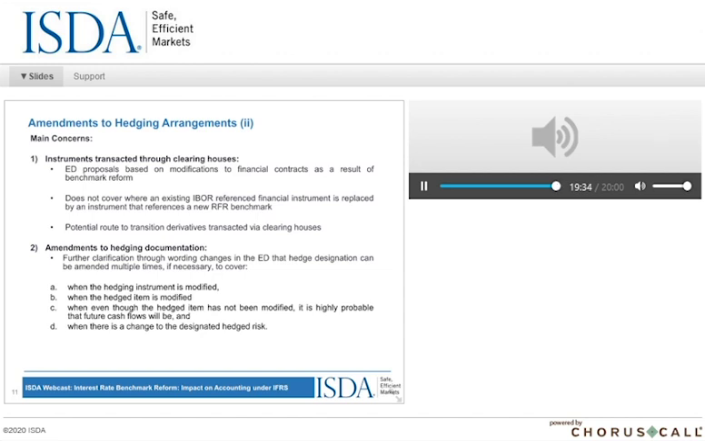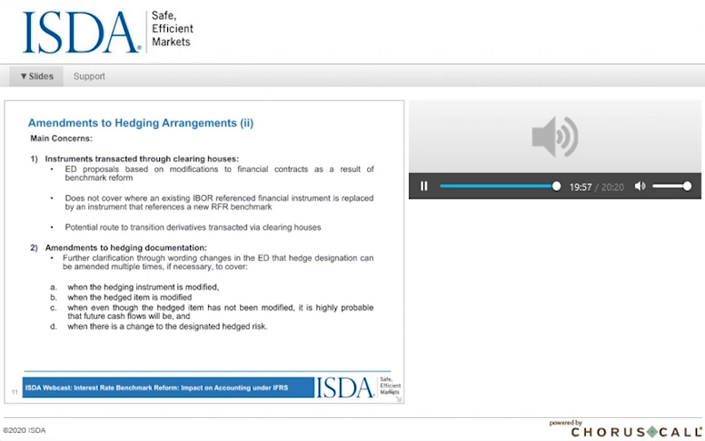However, in the case where a derivative is terminated and potentially cash settled and a new at-market alternative benchmark derivative is transacted, then the IASB staff proposed to the board that this would not fall within the scope of the ED as a continuation, as the replacement hasn't been made on an economically equivalent basis.